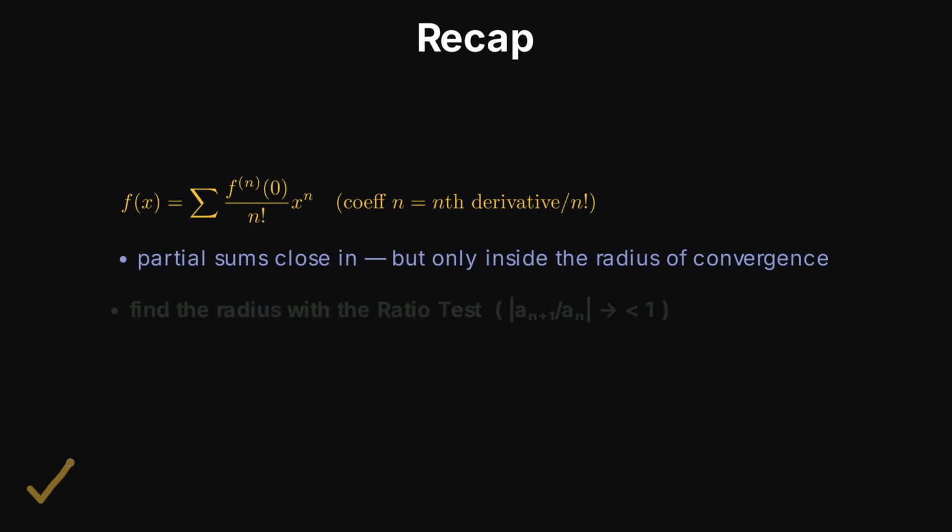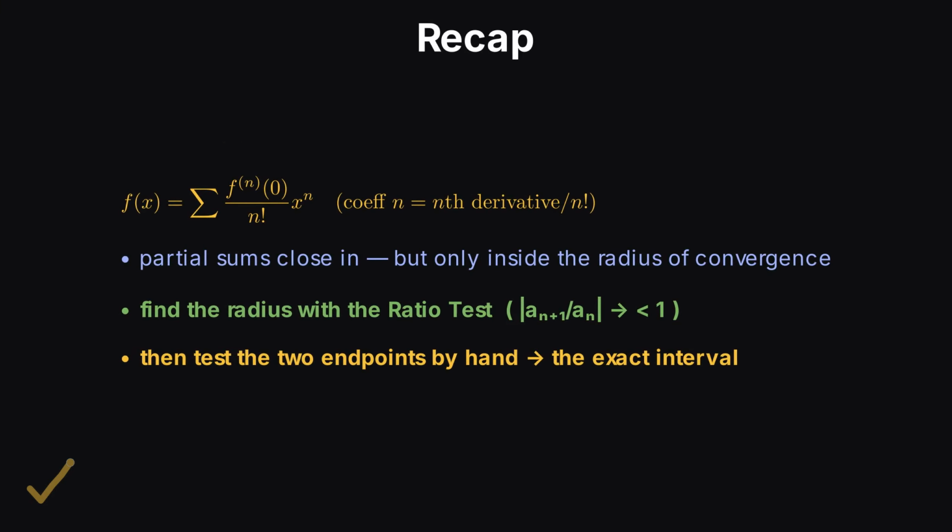Recap: a Taylor series rebuilds a function from its derivatives. Coefficient n is the nth derivative over n factorial. The partial sums close in on the function but only inside the radius of convergence. Find that radius with the ratio test, then test the two endpoints by hand for the full interval.